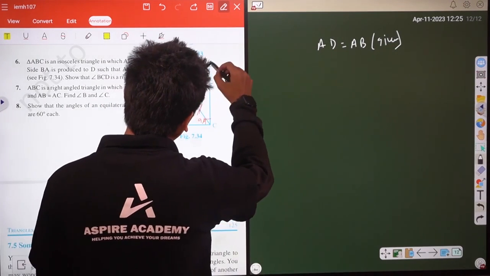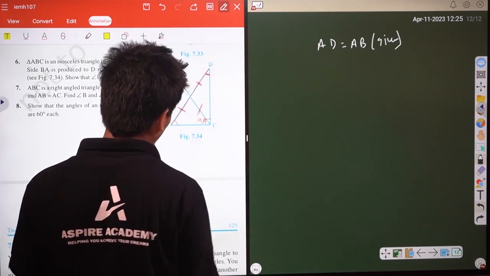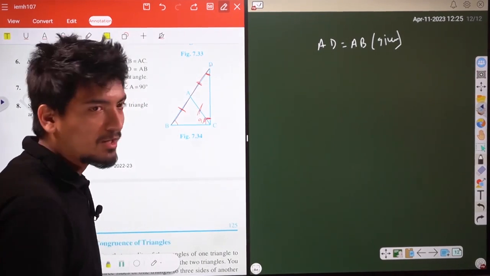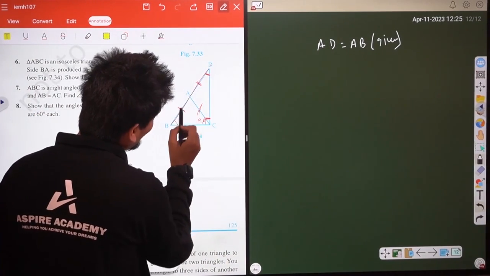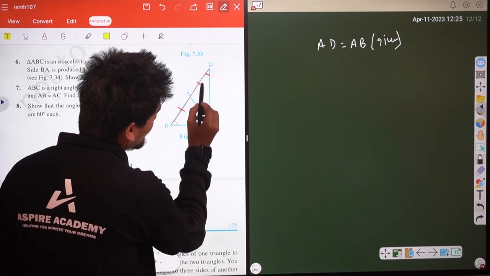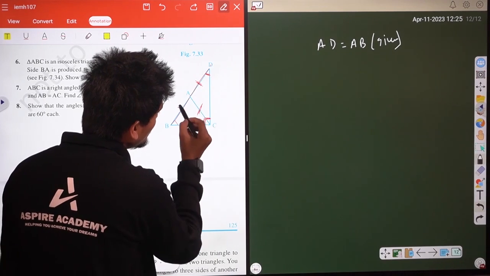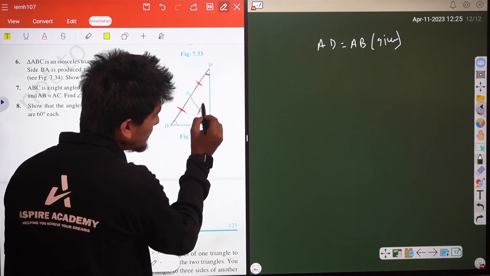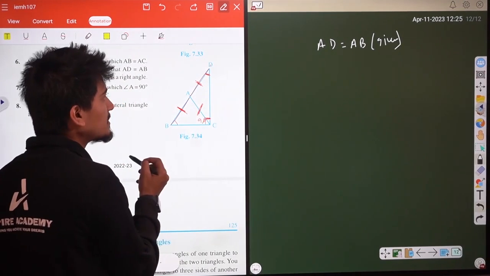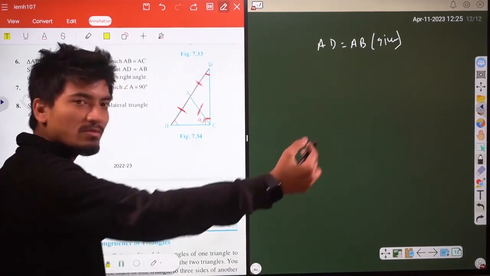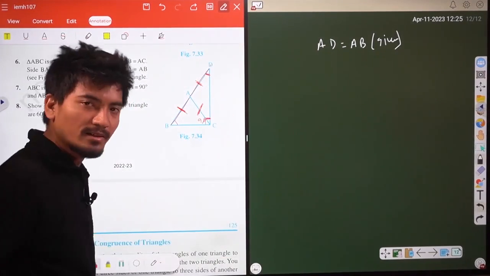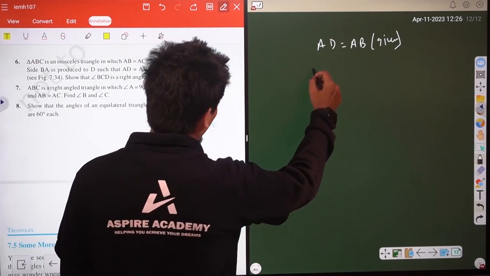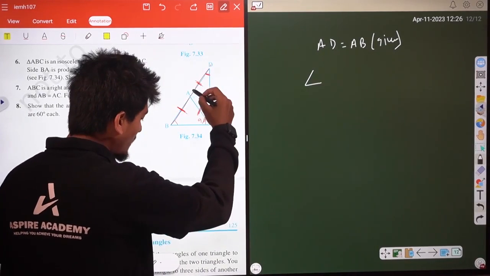Now angle ADC is equal to angle ACD. Why? Because see here, from the first triangle these two sides are equal. From the second triangle, this side and this side are also equal, and if this side is equal to this side, then definitely this side is equal to this side. So from here we get that AD is equal to AB, which is equal to AC. This is the third side. So we can say that angle ADC is equal to angle ACD.